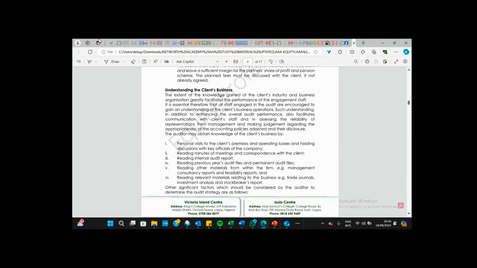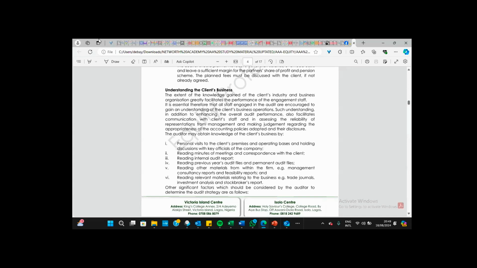Number two, the auditor can also gain understanding or knowledge about the organization by reading the what? The minutes of meetings. Because in meetings, they jot down. Their jottings are what we call minutes. So if the auditor can be presented with those minutes of meeting, he can get some idea of how certain decisions have been made within the organization.